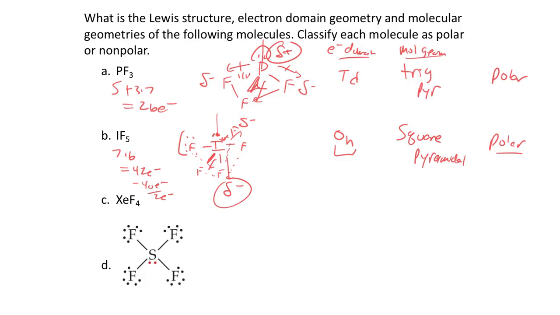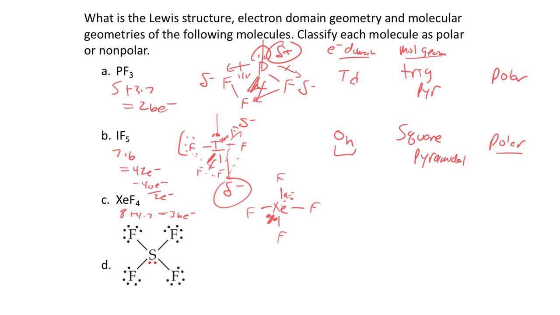Now XeF4, let's take a look at this one. That'll be 8 plus 4 times 7. That's 36 valence electrons. So central xenon, 4 fluorines. And then our lone pairs are going to be in this geometry here.